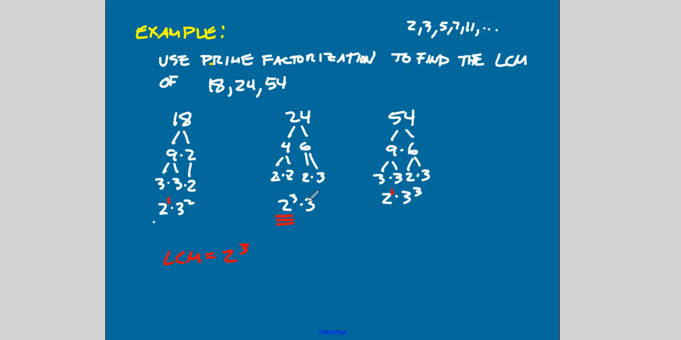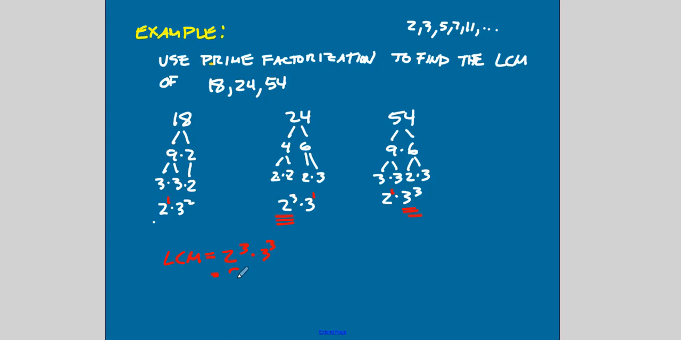Now I go to 3. Here's 3 to the second. This is 3 to the first. This is 3 to the third. Well, 3 to the third is 27, but that's what I'm going to use. That's the highest power of 3 I see. And there are no other factors other than 2 and 3 in this problem. So I end up with 2 to the third times 3 to the third.